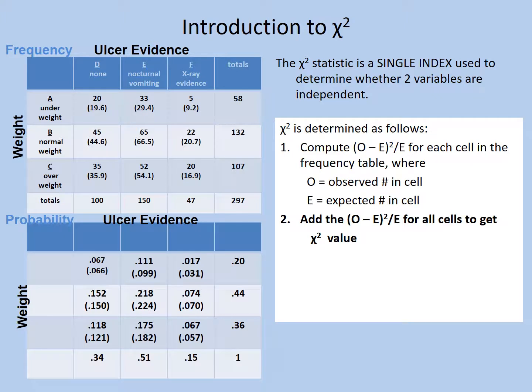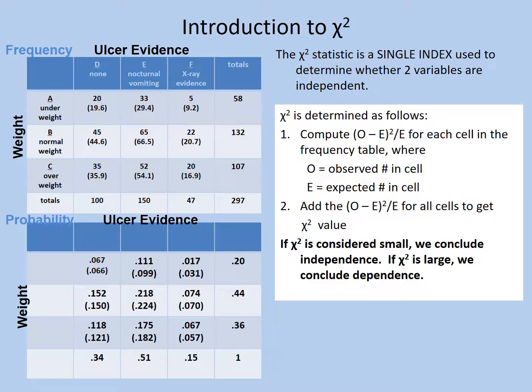Second, add the O minus E squared over E values for all the cells in the table to get the chi-square statistic. If the chi-square statistic is considered small, we conclude independence. If the chi-square statistic is large, we conclude dependence.